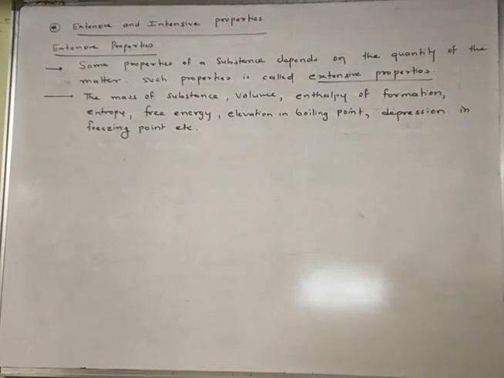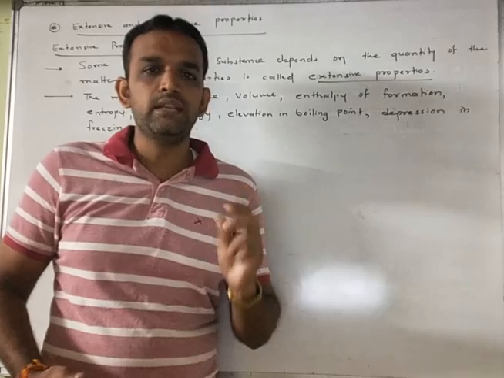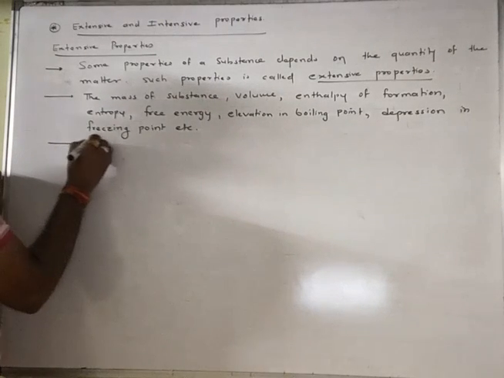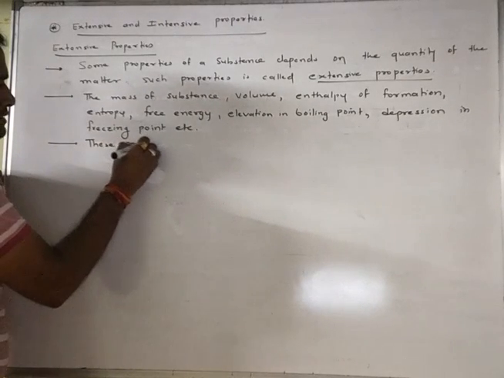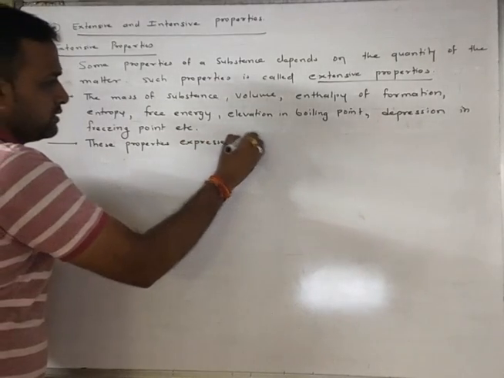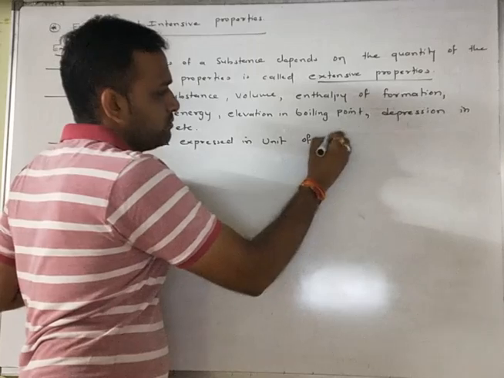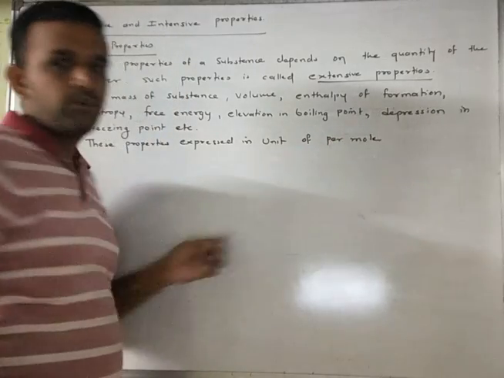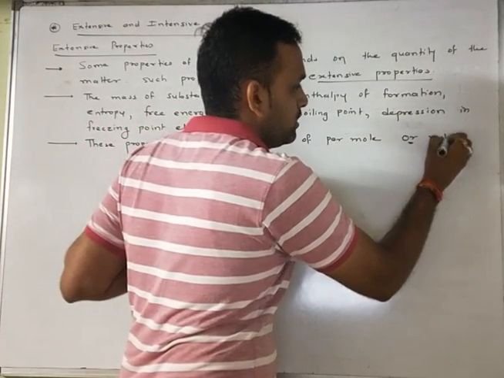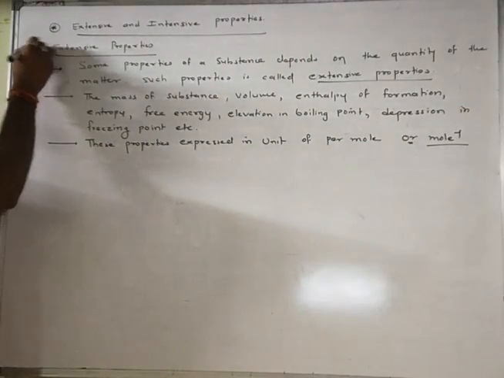Okay, so all this we can say is extensive property. And we can also say that the unit of all these extensive properties is per mole, right? These properties are expressed in the unit of per mole. कौन सा यूनिट? पर मोल. ओके, और यू कैन ऑल्सो राइट डाउन दिस वे, मोल इनवर्स. अंडरस्टैंड? Now this is the first one, that is all about the extensive properties.